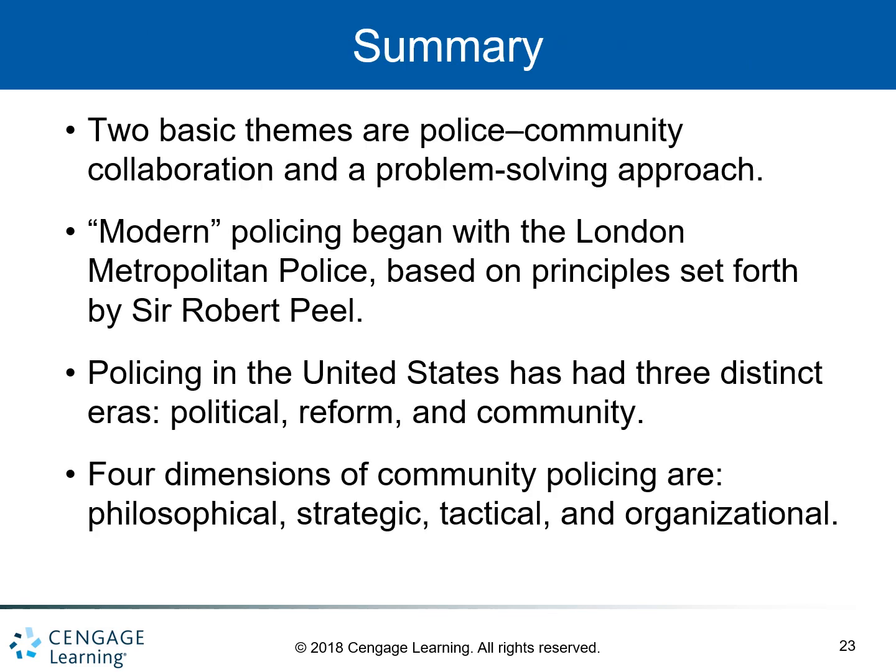Now, to summarize some of the things that we've talked about in this chapter, there are two basic themes, which are the police community collaboration and a problem-solving approach. Also, remember that quote-unquote modern policing began with the London Metropolitan Police, based on principles set forth by Sir Robert Peel. As far as policing in the United States, it has three distinct eras: the political era, reform era, and the community era. And there are four dimensions of community policing, which are the philosophical, the strategic, tactical, and organizational.